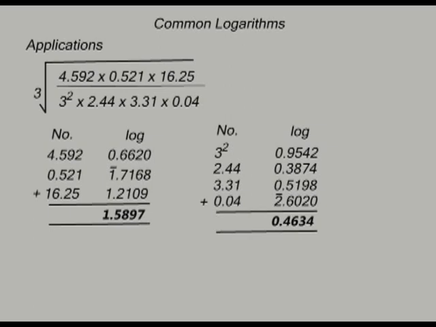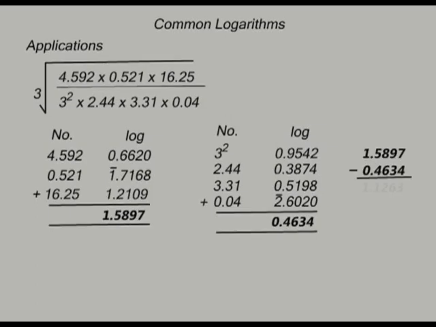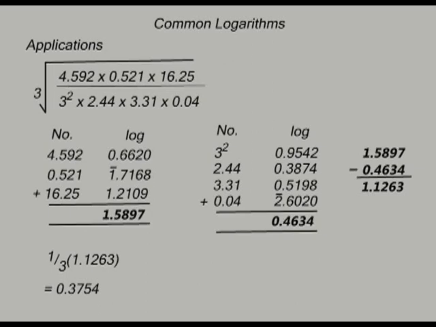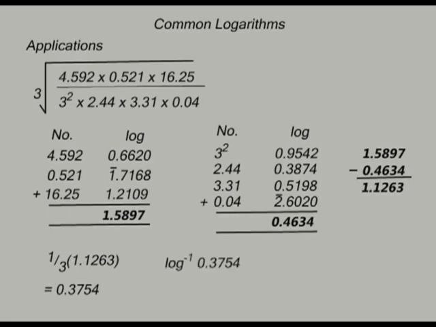Now we divide the numerator by the denominator, and so we shall subtract the logarithms. If we do that, we shall get 1.1263. And then we are required to find the cube root of the entire figure, and so we divide the logarithm by 3. So we shall have a third times 1.1263, and that gives us 0.3754. To get the real numbers, we finally find the antilog of these. And so the log inverse of 0.3754 is equal to 2.3737. Good luck with logarithms.